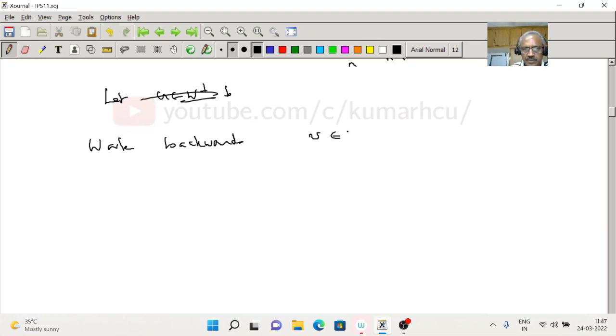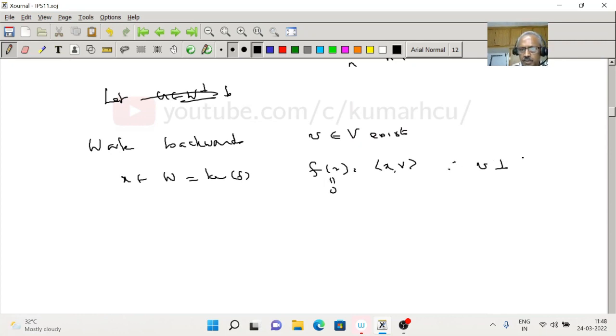Now, let us work backwards. Suppose such a v exists. Then for all x in W, which is the kernel of f, f of x must be the inner product of x with v, but this is 0. That means v must be perpendicular to W. For all x in W, the inner product of x with v is 0. Therefore v must be in W perp. That's the first thing.